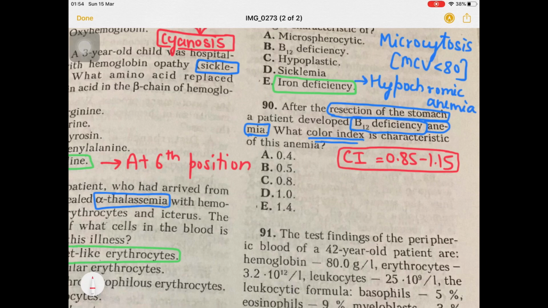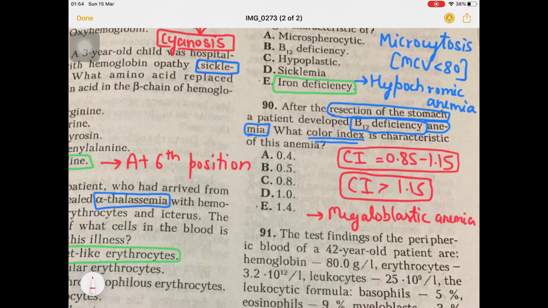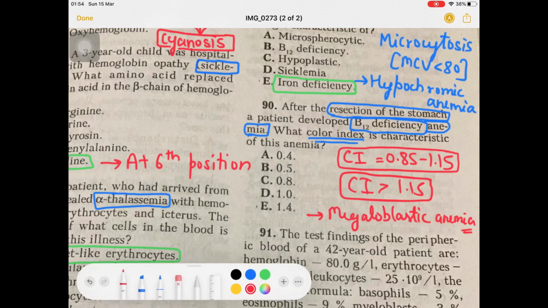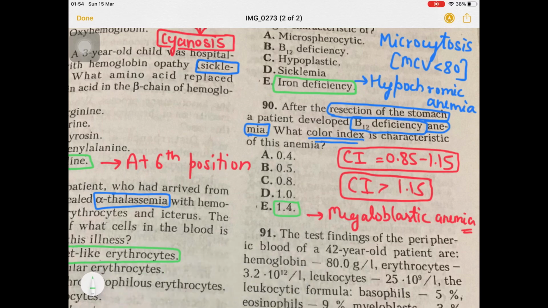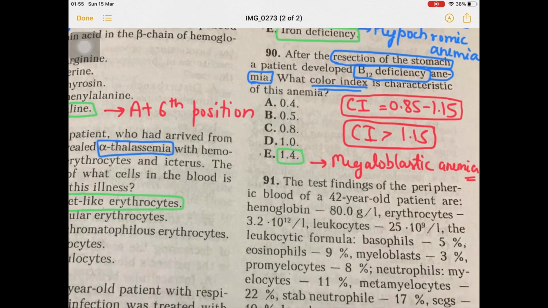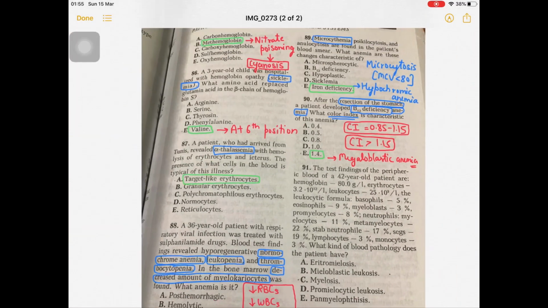If they're talking about B12 deficiency anemia, obviously the color index will be more than 1.15. And we are going to talk about which kind of anemia? Absolutely, the macrocytic anemia, or I can say the megaloblastic anemia. So you just need to recognize among the given options which one is more than 1.15. Yes, you are right, that is 1.4, right? So that is the answer over here. It's quite easy. Moving on to the next one.